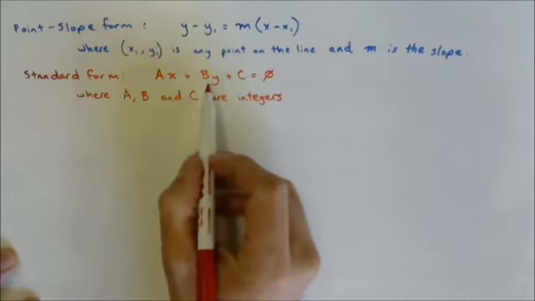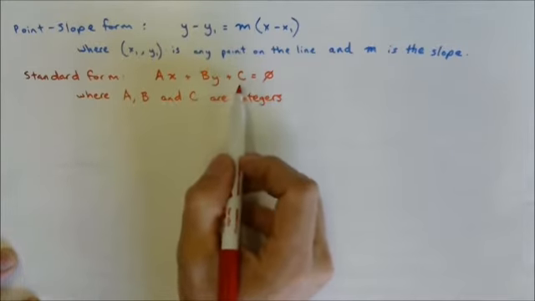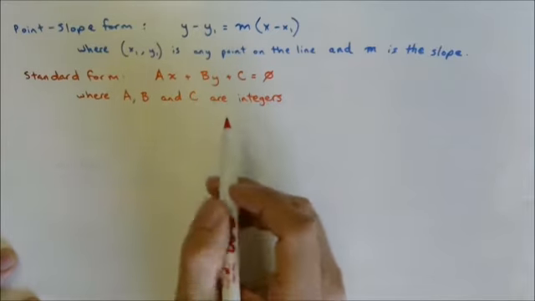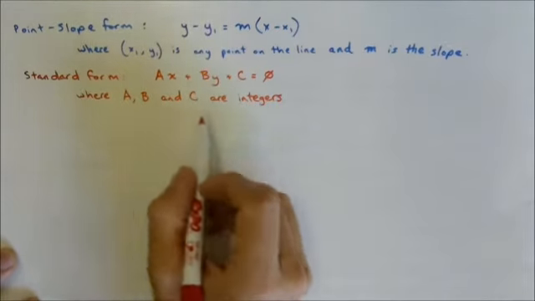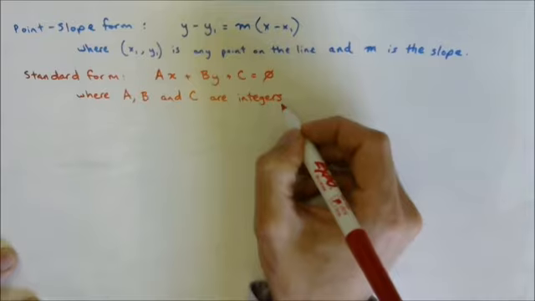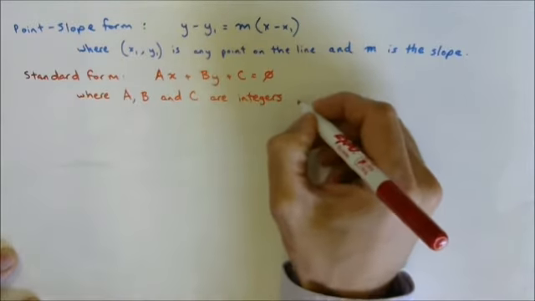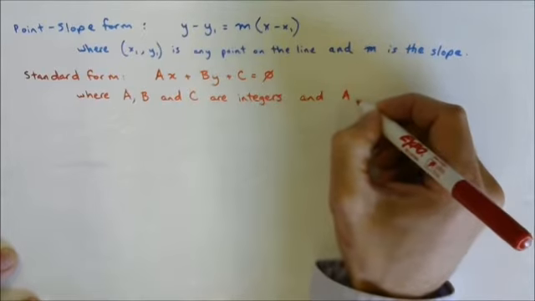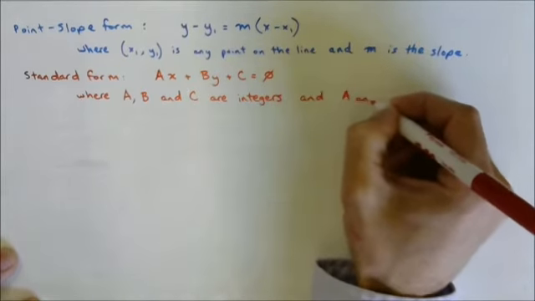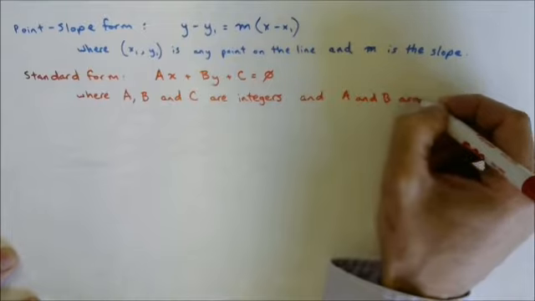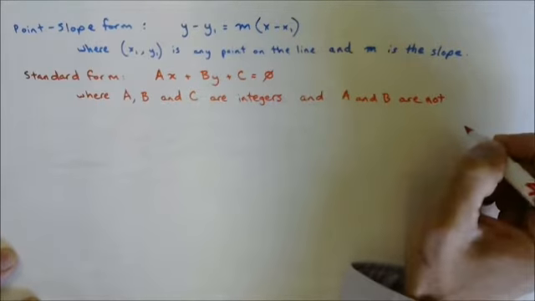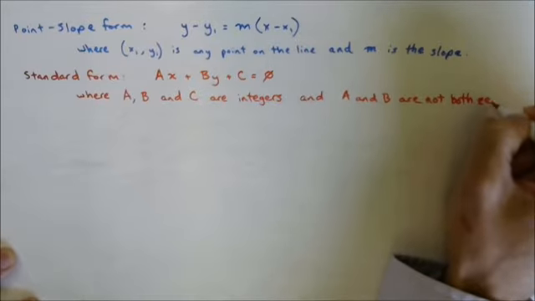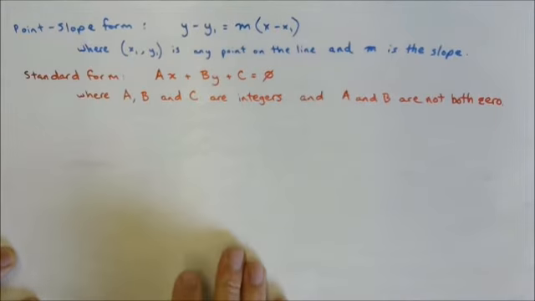which means if you end up with a decimal or a fraction, all you have to do is multiply the whole thing by the denominator, and then that will get rid of that fraction, and you'll have A, B, and C as integers. And another restriction here, A and B are not both 0. Okay, one of them can be 0, but not both of them.